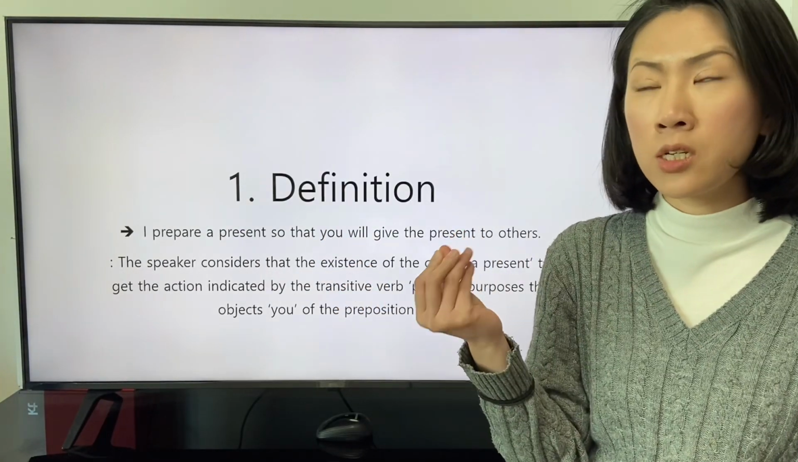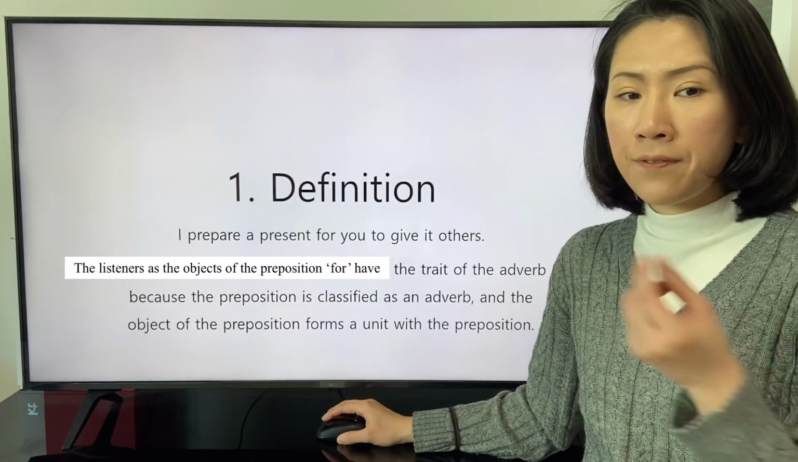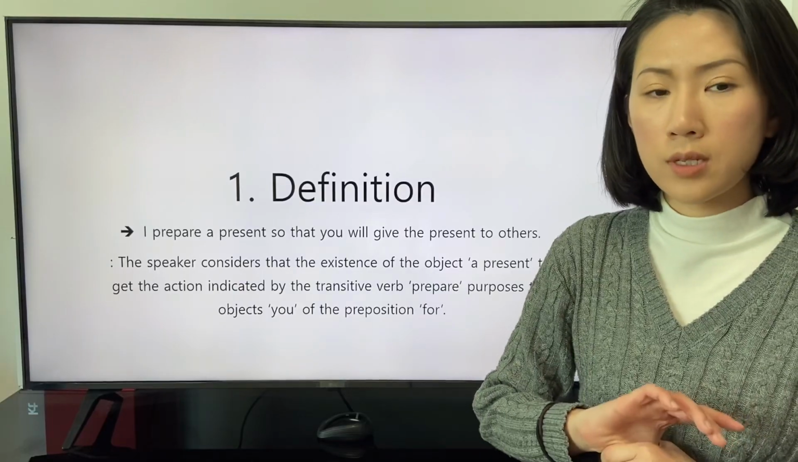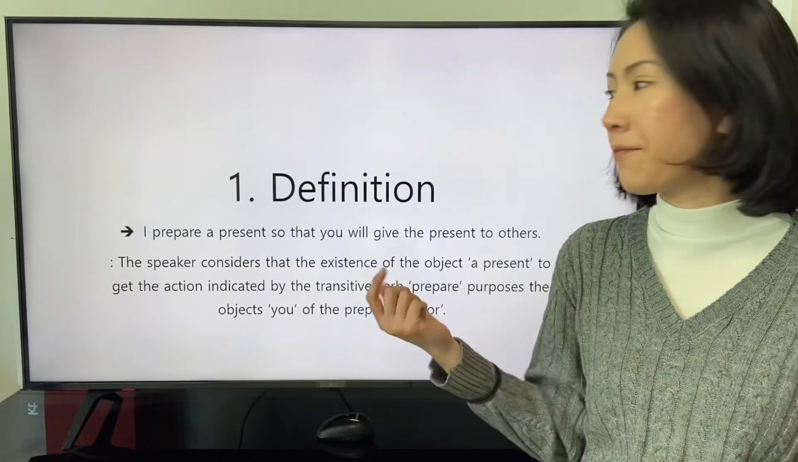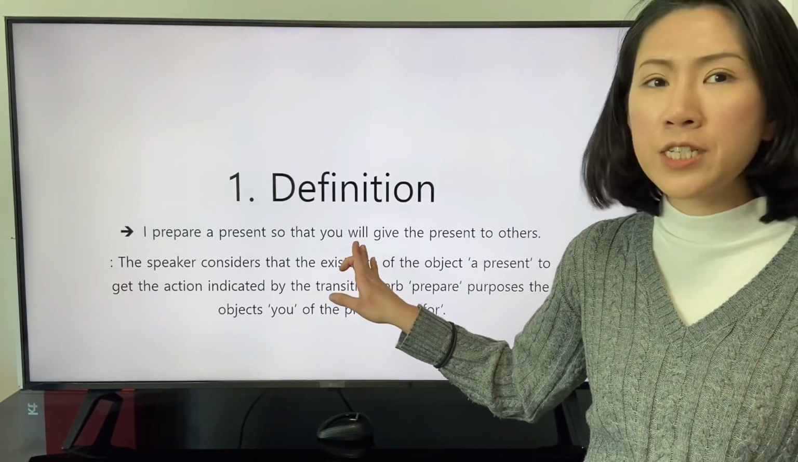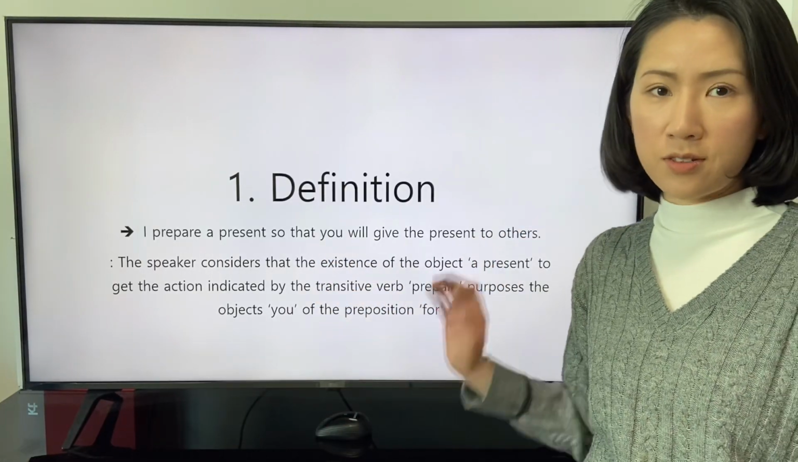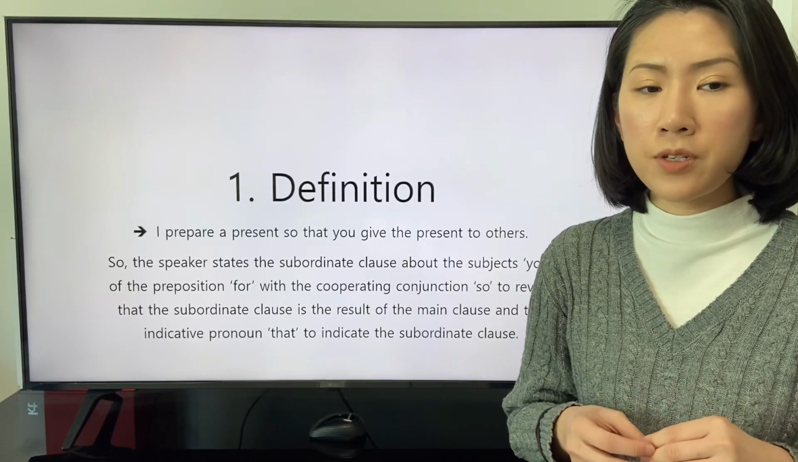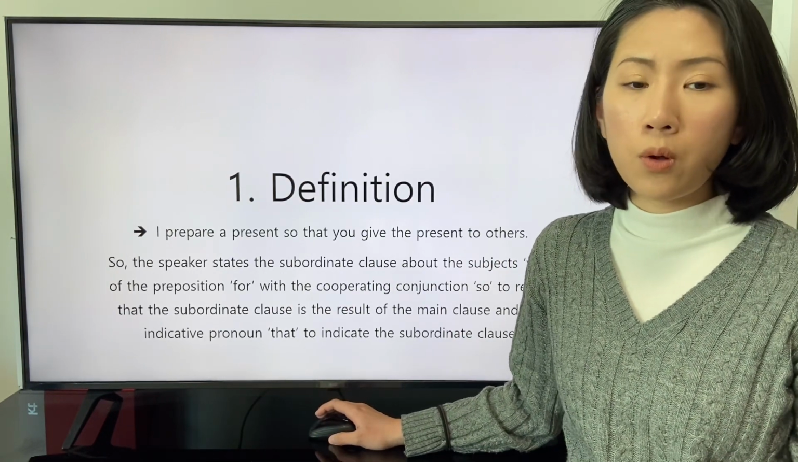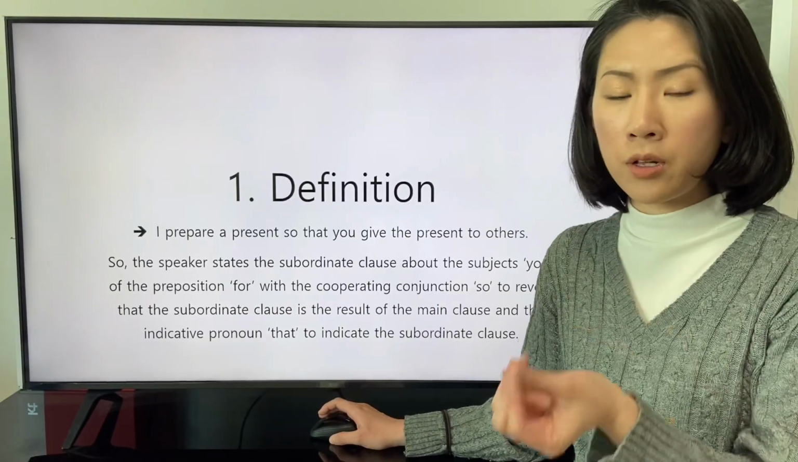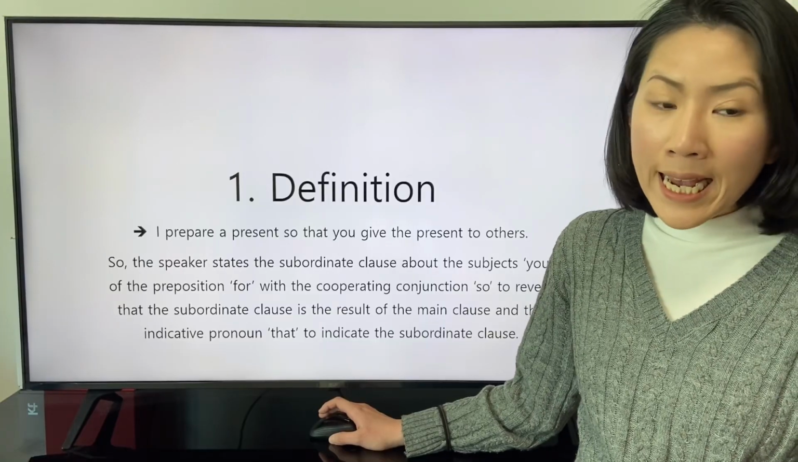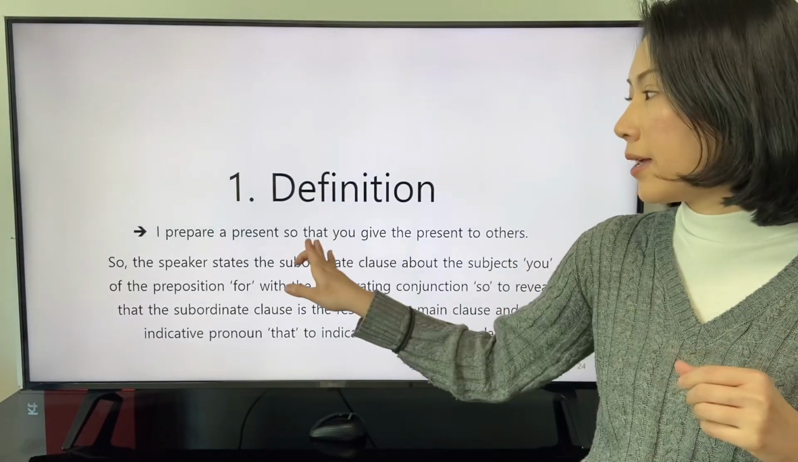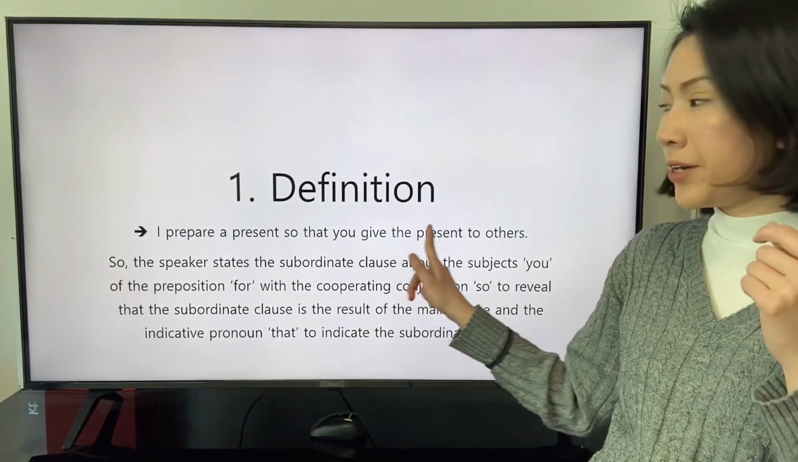The assumed action indicated by the root infinitive give is stated as a transitive verb give that is described by the definition of the modal verb will in the subordinate clause. So the speaker states the subordinate clause about the subject you of the preposition for with the cooperating conjunction so to reveal that the subordinate clause is the result of the main clause, and the indicative pronoun that to indicate the subordinate. The indicative pronoun that is able to indicate the entire clause.